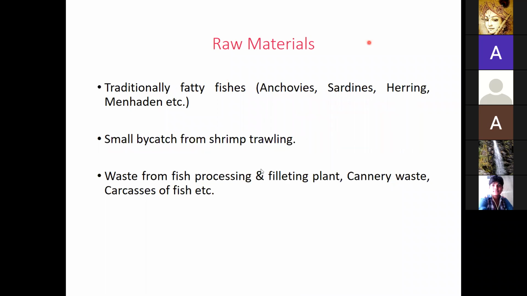Then the waste from fish processing and filleting plants, cannery waste, and carcasses of fishes. So these are the raw materials which we are using for production of fish meal.